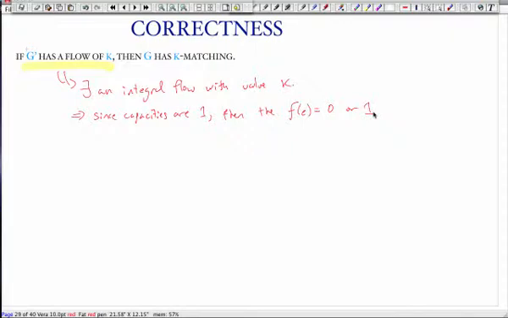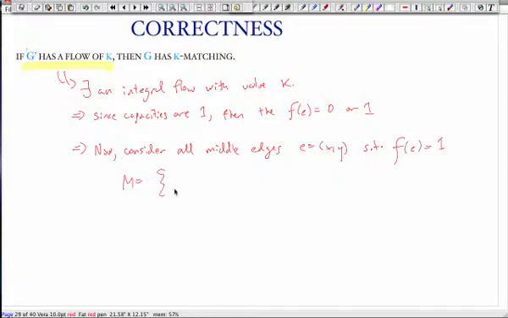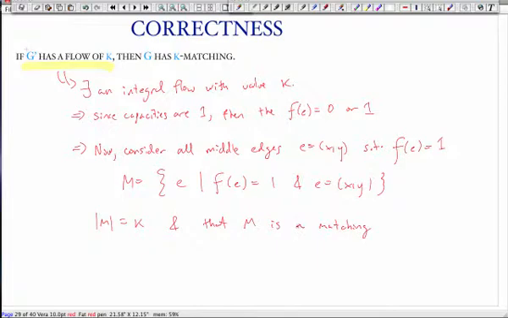Okay? And now, consider all middle edges. So define M to basically be the set of all edges where the flow is equal to 1. I'm going to claim that the size of M is K, okay?